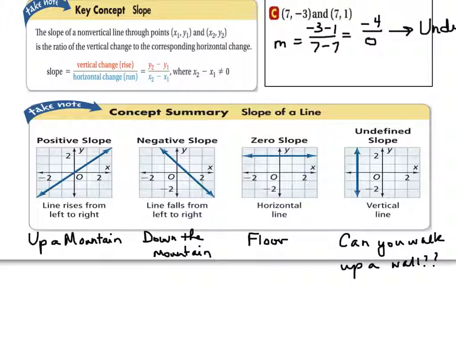It's not possible. Zero slope is going to look like this, 0 divided by some number. Undefined slope is going to look like this, y divided by 0. Some number divided by 0. 0 is going to be in the denominator. Now, we're going to use all these concepts to write equations of lines and figure out what kind of slope we have.